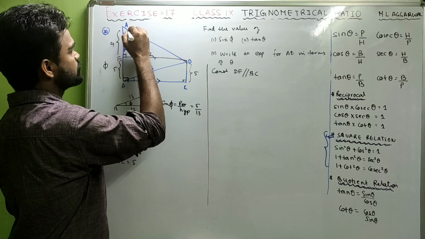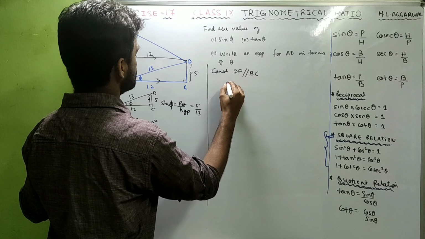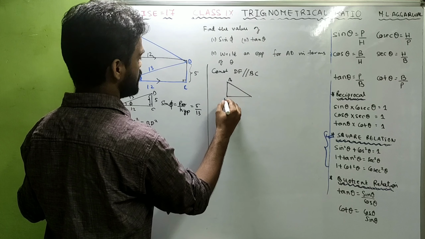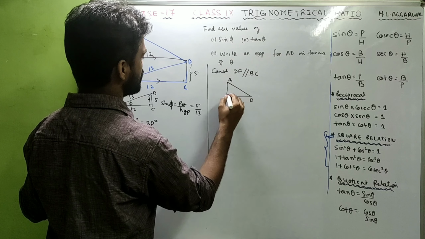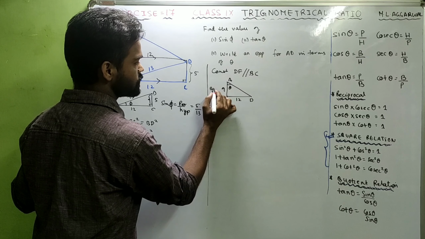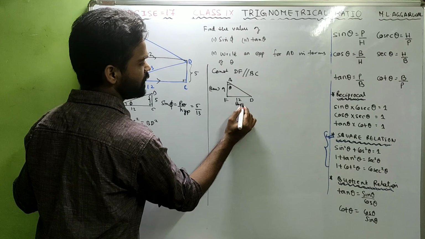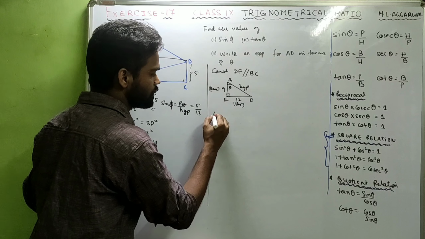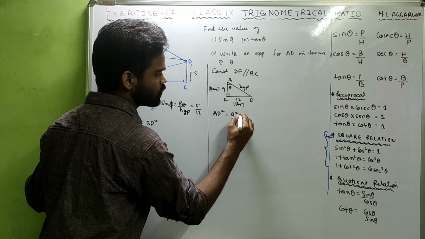Tan theta. This is a theta. Look, I'll draw the diagram. This is your A, F, D. This is 12, this is 9. This is theta. This is your base, this is your perpendicular, and hypotenuse is fixed. First find AD. So AD square is 9 square plus 12 square.